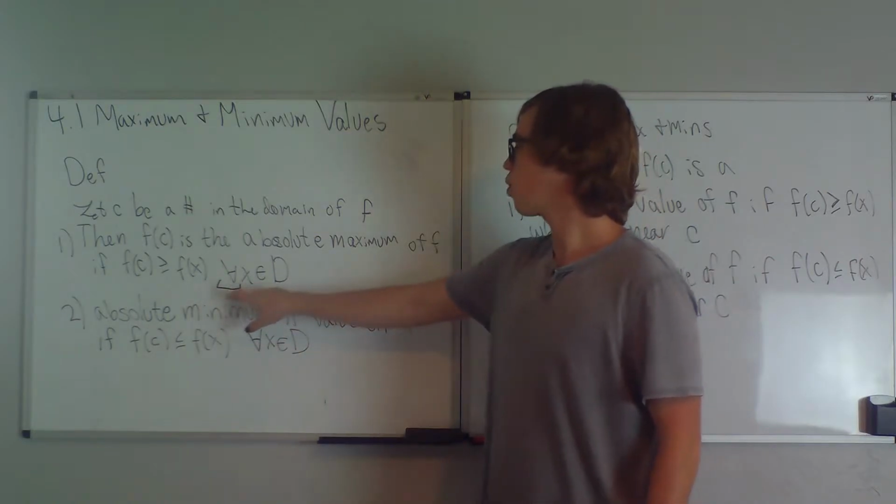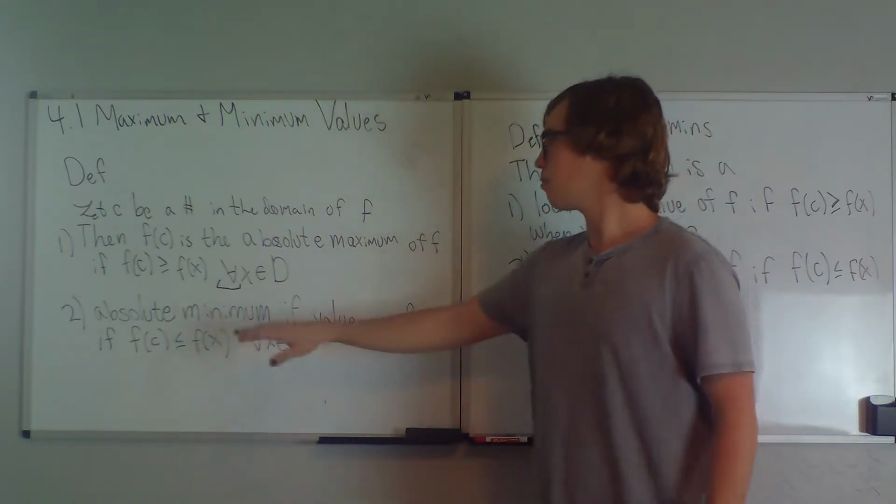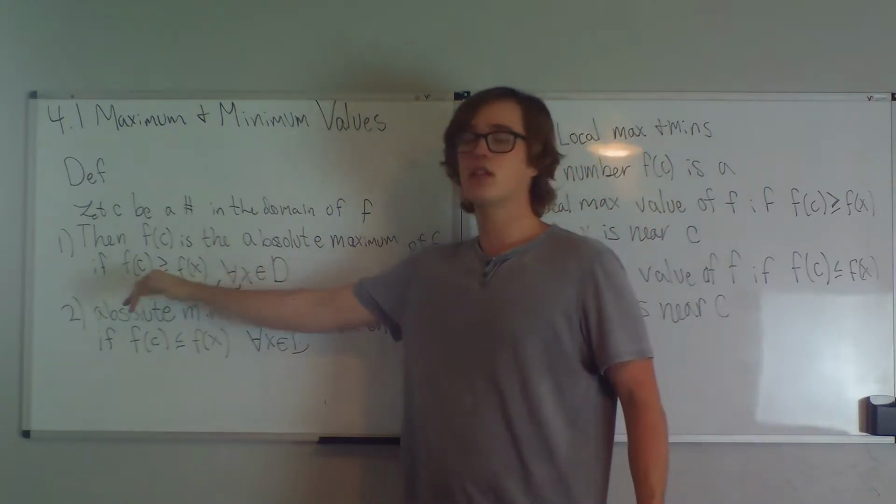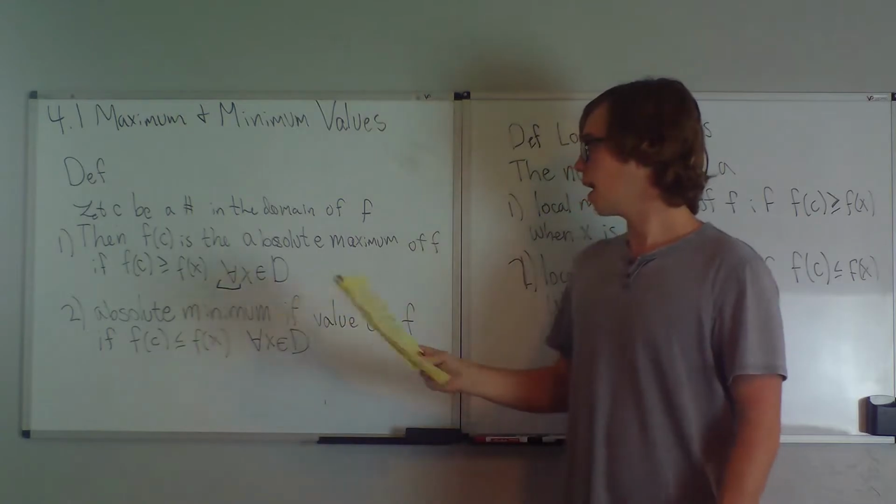So when it says for all x in the domain, that means that for every single x, f of c is greater than or equal to f of x, and that is the absolute maximum.